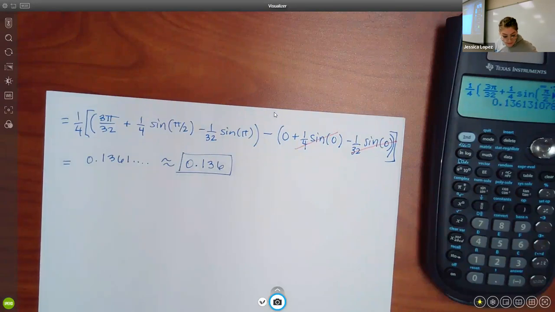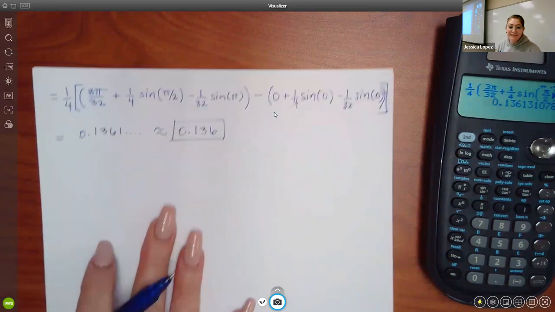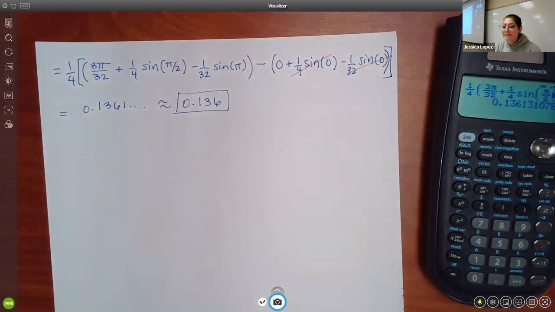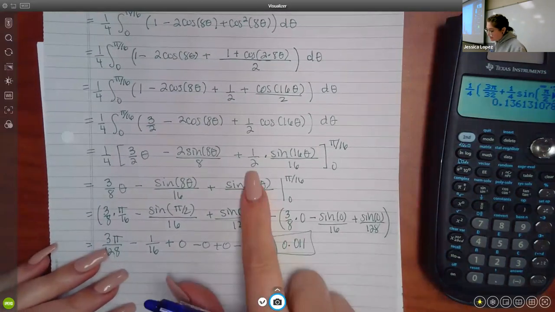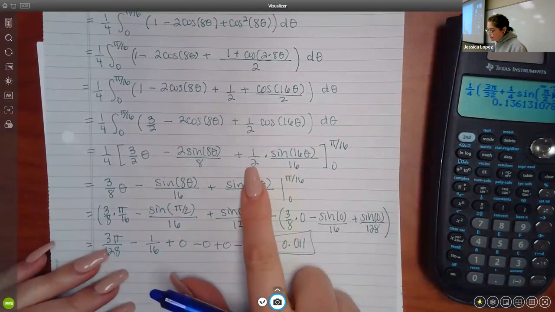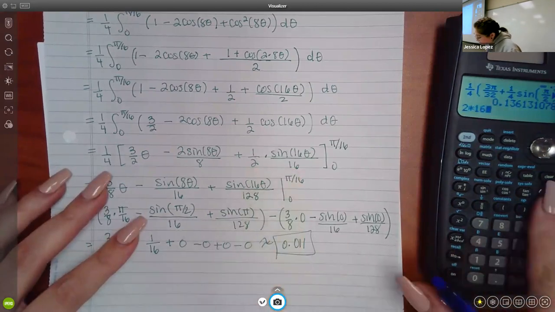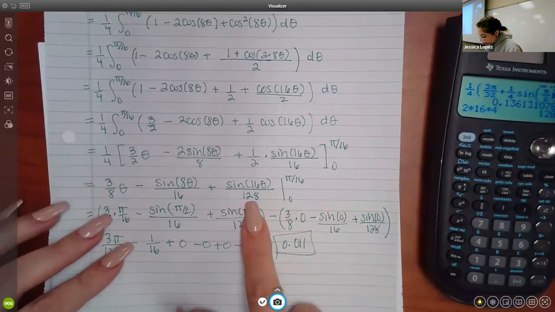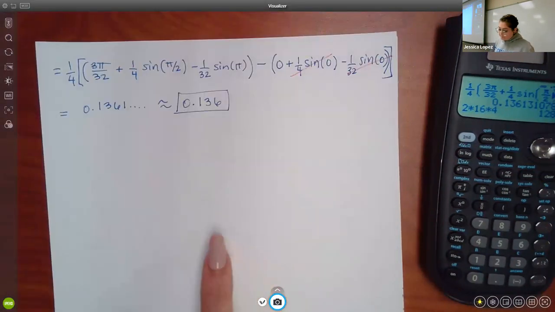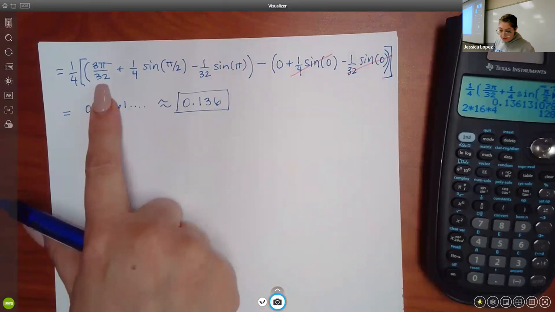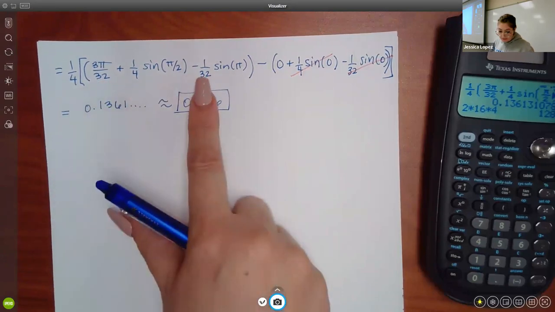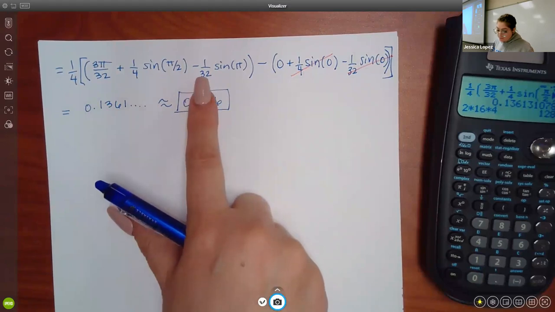That is not... Oh, I know why. So I have an error on my paper, not here. I'll show you where my error is. This is what I have here on my paper. 2 times 16 is 2 times 16. Oh, I don't know. Is 2 times 16 times 4? It is 128. That would be 128. That would be 16. That would be 128 as well.